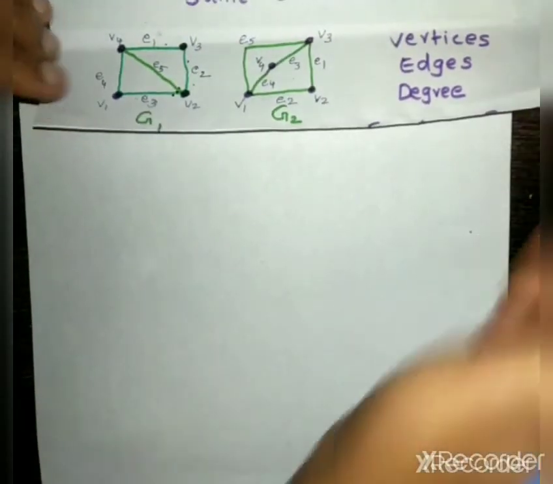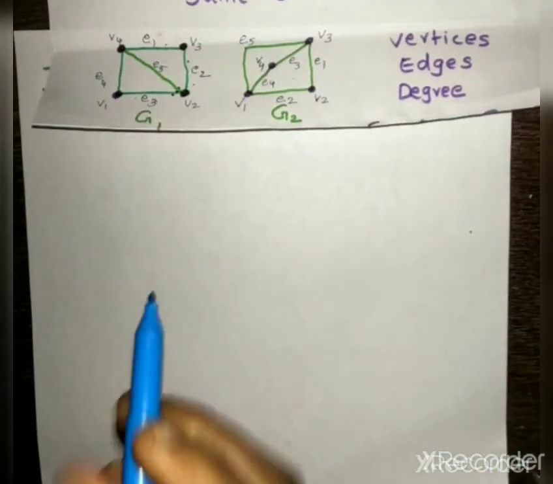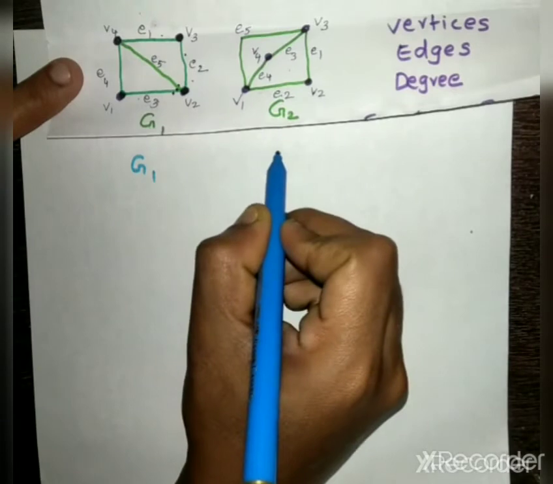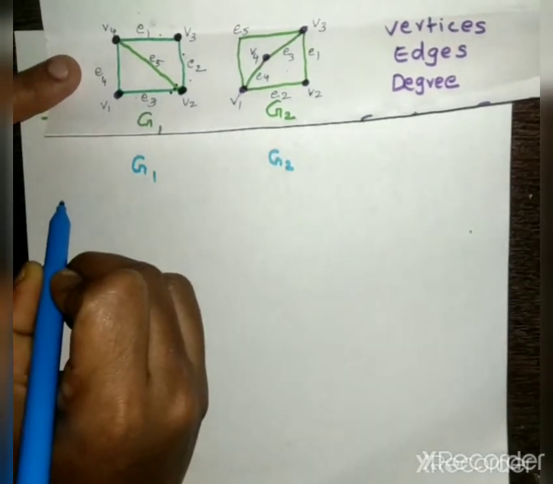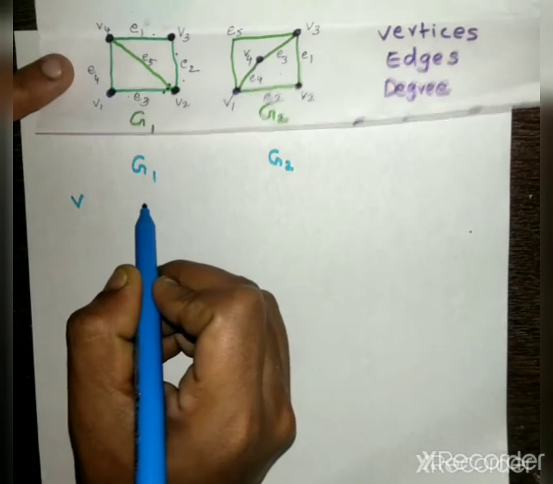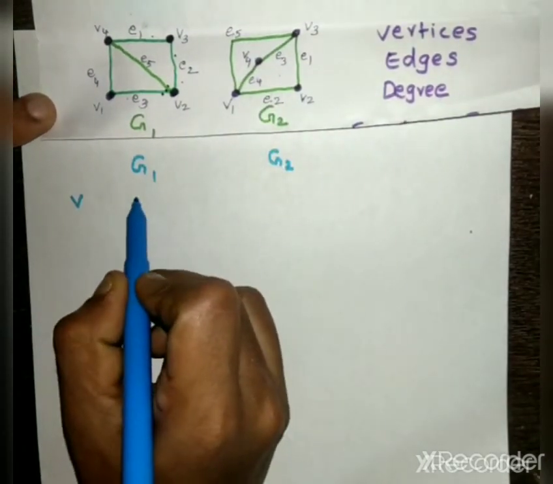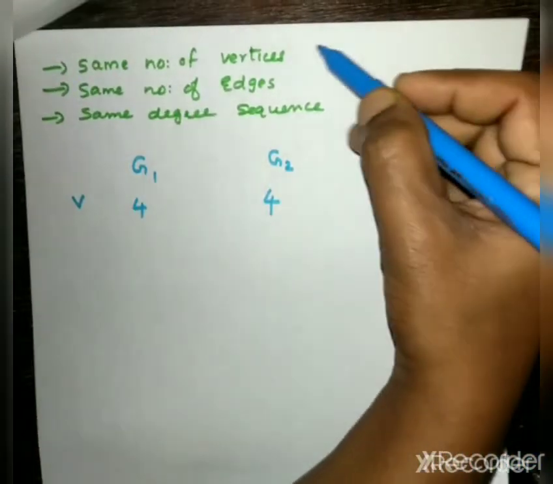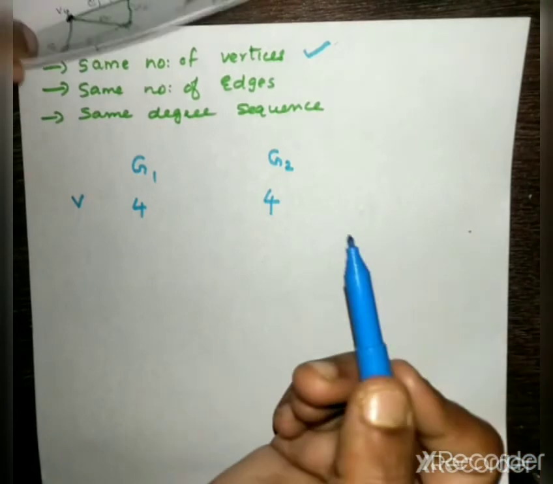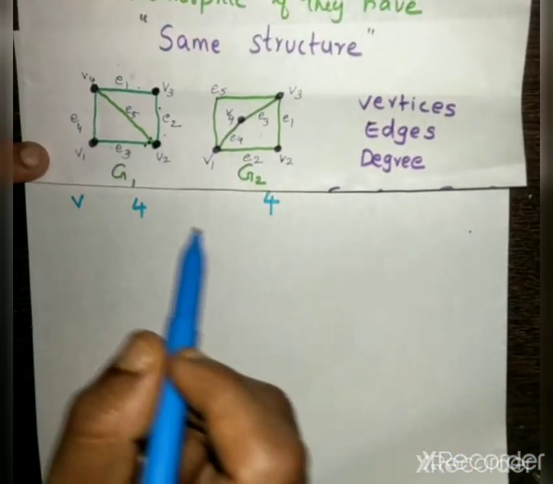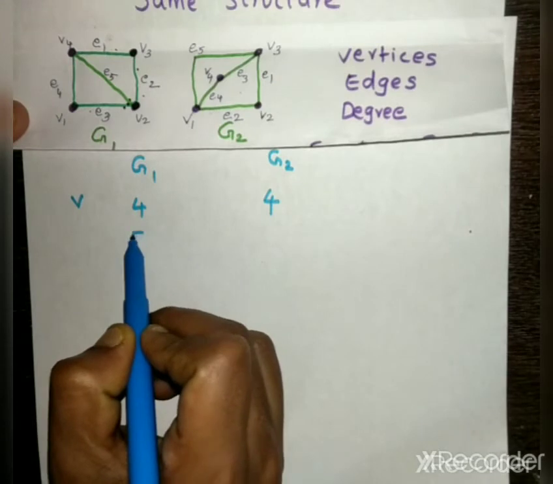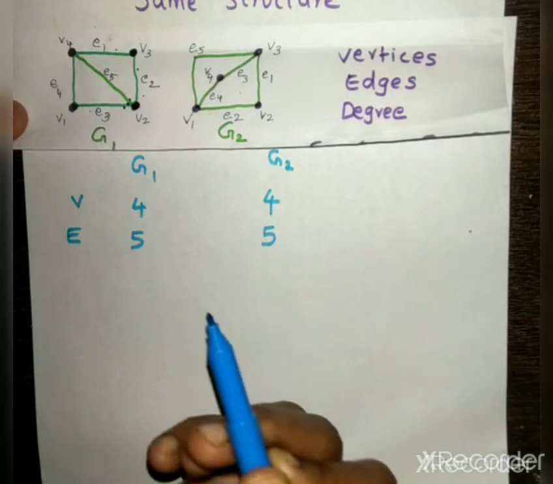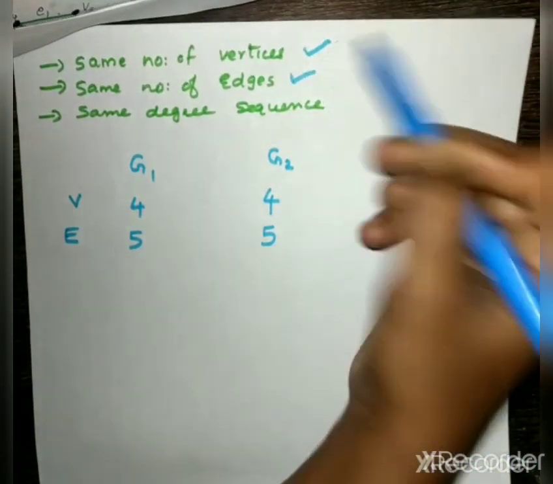Okay. So, these are the two graphs. First, we are going to check the vertices of the graphs, G1 and G2. Here the number of vertices in G1 is 4 and the number of vertices in G2 is also 4. So the first condition is satisfied, the same number of vertices. Then what about the edges of these graphs? Graph G1 contains 5 edges and graph G2 also contains 5 edges. Okay, so the second condition is also satisfied.